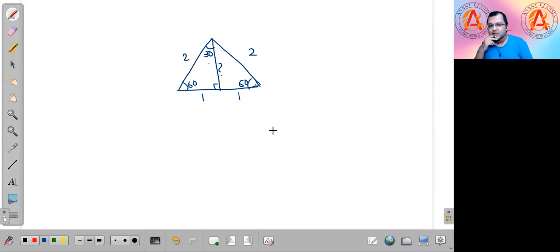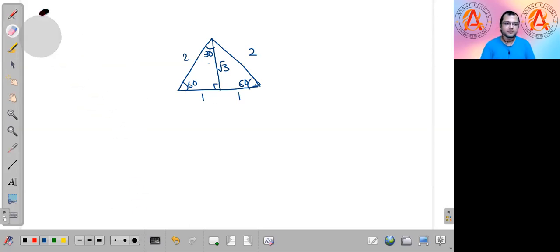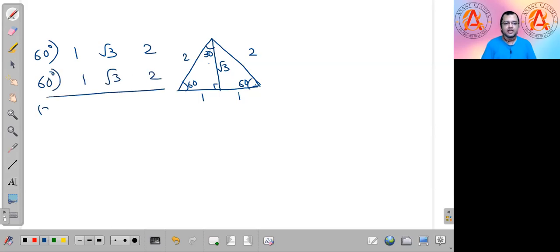Very simple. Square root of 2 square minus 1 square. How much? That is root 3. It is root 3. Achha. Why are we doing this? See, what is my triple of 60 degree? 1, root 3, 2. If I add one more 60 degree, 1, root 3, 2, I can directly calculate my 120 degree triple. Just do the calculation. What is 120 degree?